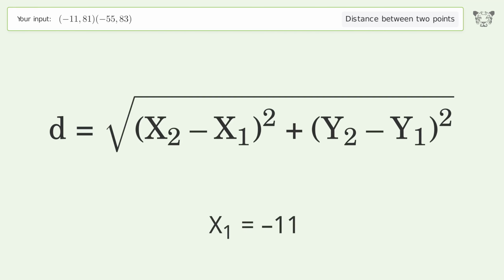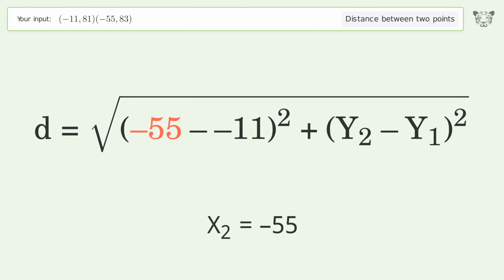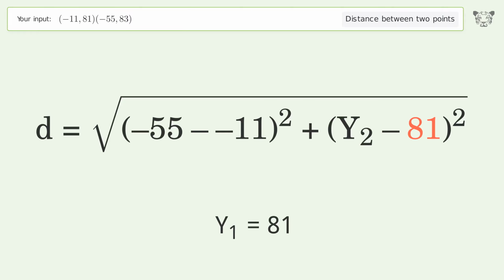x1 equals -11. x2 equals -55. y1 equals 81. y2 equals 83.